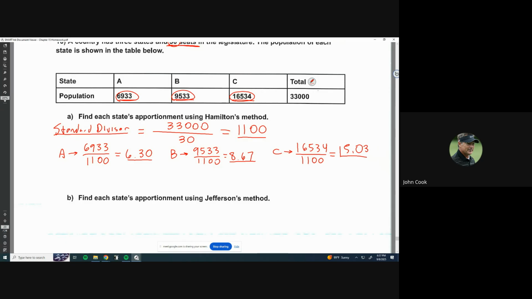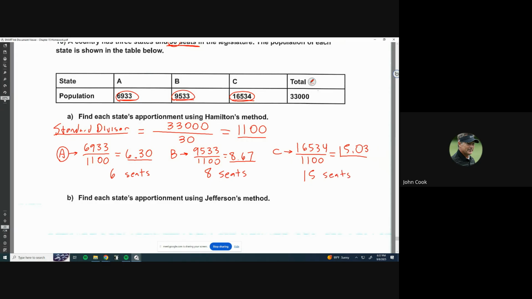But obviously, if I'm giving out seats in a legislature, I can't give out 0.30 of a seat. So what I need to do is cut off all the decimal values. I do something essentially called rounding down. So for state A, if I have 6.30, I just cut off the decimal value and I'm left with 6 seats. For state B, I just have 8 seats if I get rid of the decimal. And for state C, if I take off the decimal, I just have 15 seats.